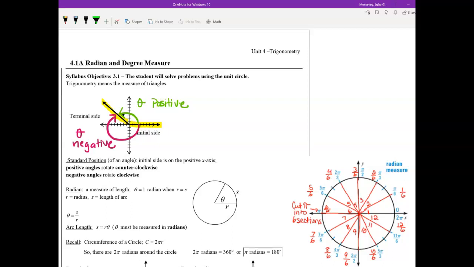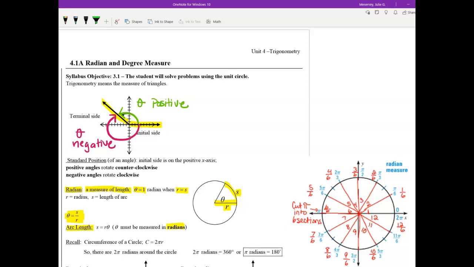Now looking at radians, radians are a measure of length. So we are going to measure the distance. We're going to refer to the arc as S. So this is the arc length of the circle. We're going to refer to the radius from the center to the edge of the circle as R. Now, when the radius and the arc length are equal, we have exactly 1 radian. The formula for the angle, or theta, then is going to give you the arc length over the radius. So theta is always equal to the arc length over the radius, and again this would be in radians.